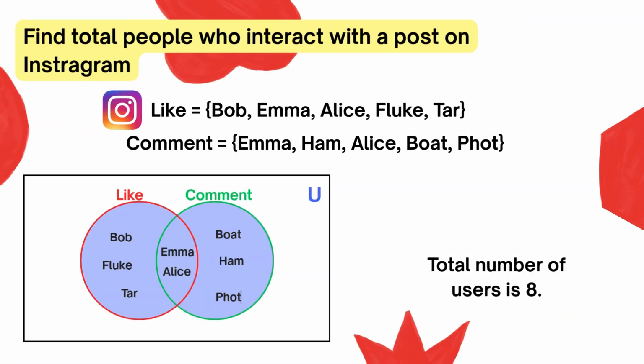Let's see how to find total users who interact with a post on Instagram using union. We have two sets, like and comment. We use union to find all users that like or comment or both. So, in the example, the total number of users is 8.